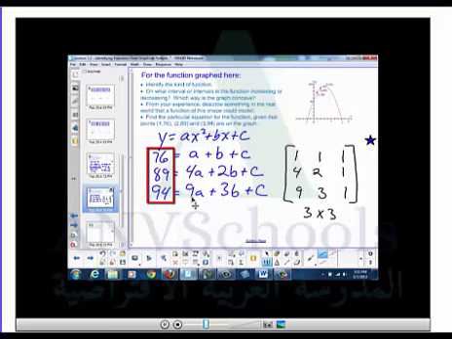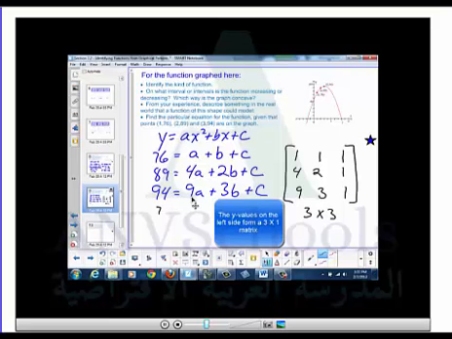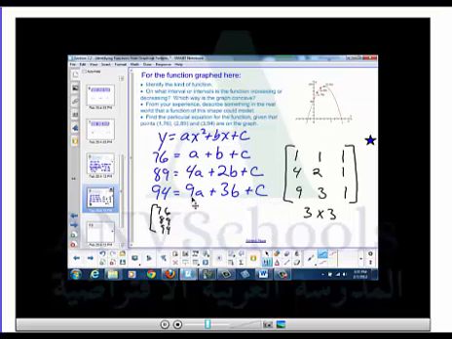Now let's take a look at the left side: 76, 89, and 94. The y values on the left side form a 3 by 1 matrix. So as you can see, we have 76, 89, and 94. We have 3 rows and 1 column.